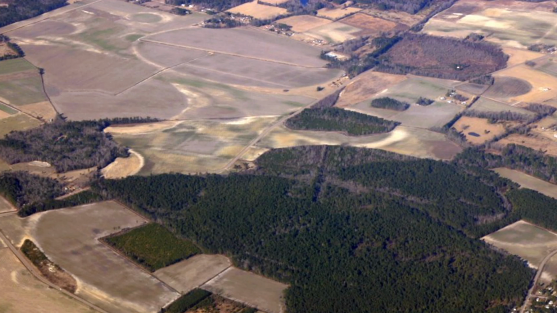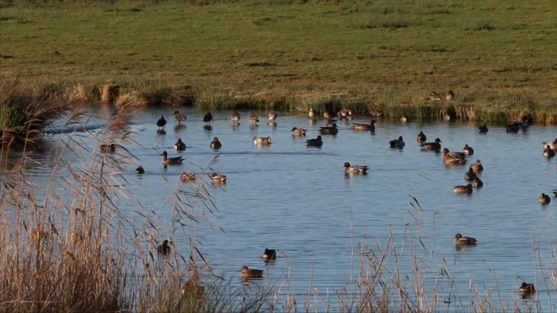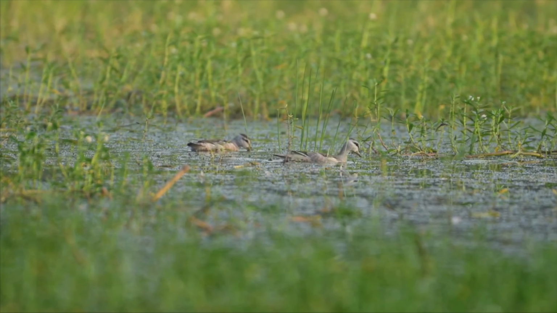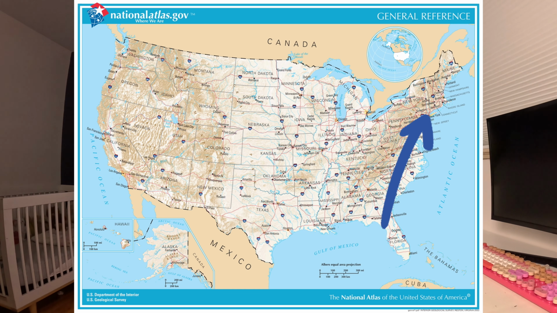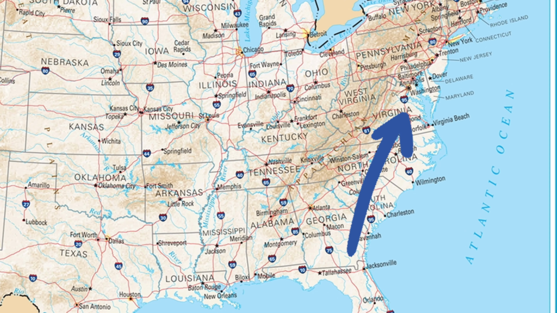Carolina Bays are oval-shaped, shallow depressions that often host shallow ponds or swamps, making them a really important wetland system for animals and plants alike. The bays can be found all along the Atlantic coastal plain from Florida to New Jersey, and one study estimated a total of 40 to 50,000 of them just between Virginia and Florida. Recently, some Carolina bays have been found in Nebraska as well.